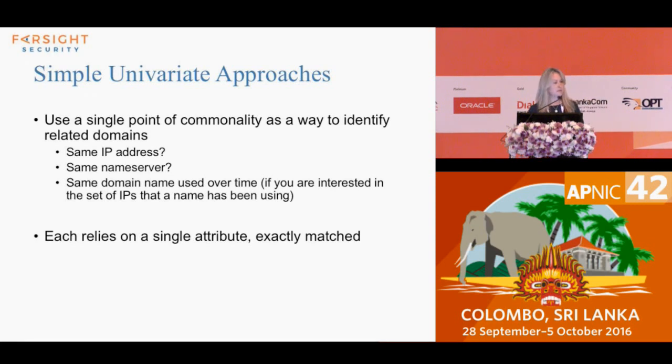So typically, right, in the past, really you're looking at a single point of commonality. So is it the same IP address? Is it the same name server? Is the same domain used over time? Because it's been very interesting to find that some of these criminals are actually somewhat lazy, or they just get away with it, and they use a domain, then they shut it down, then a month or 3 months later, they use the same domain for the campaigns. So, you want to keep track of this. And so each relies on a single attribute that's exactly matched.